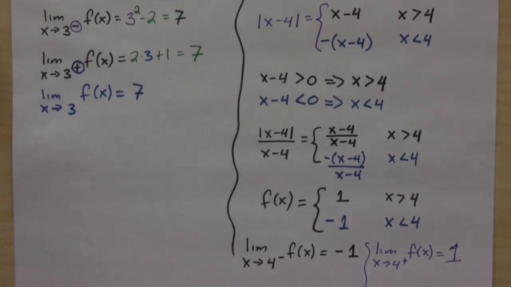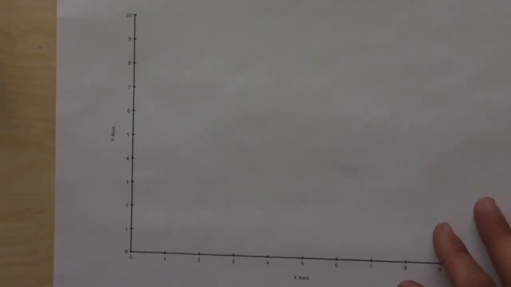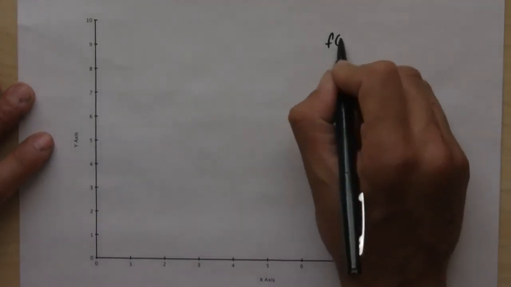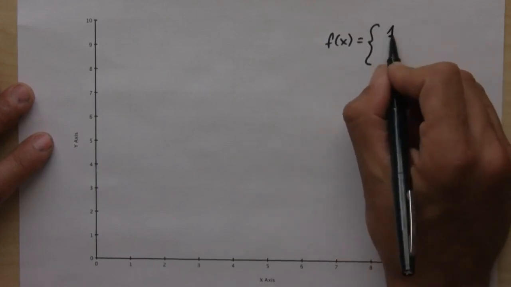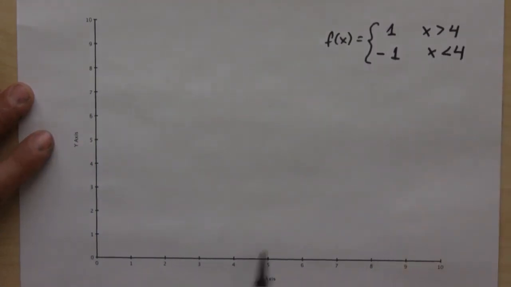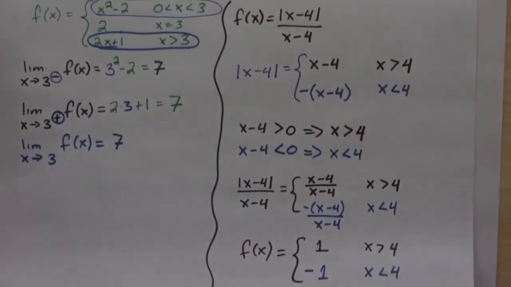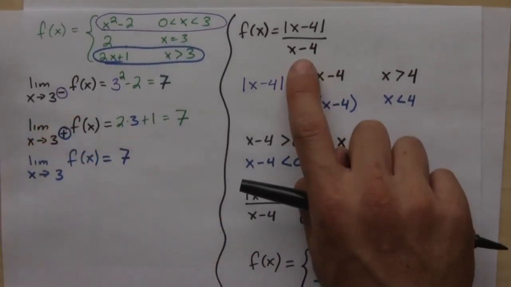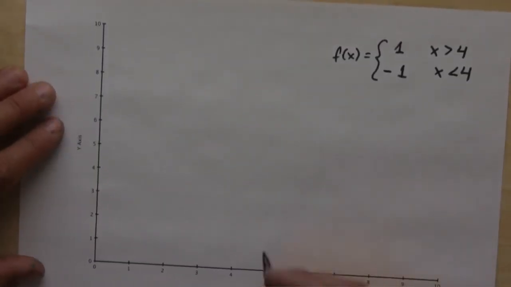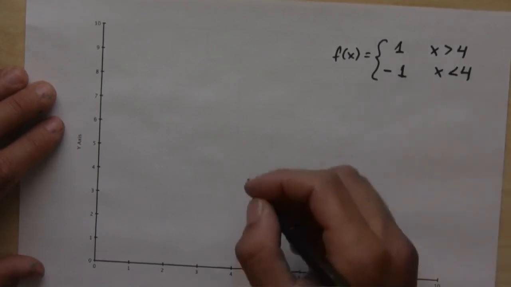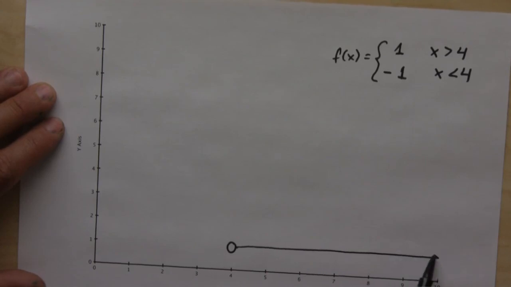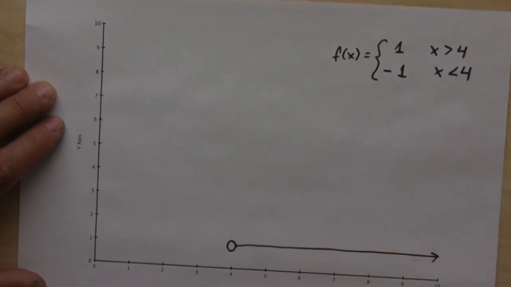Okay, now if we try to graph this, what this looks like: this function, as we said earlier, is 1 when x is greater than 4, and negative 1 when x is less than 4. Now notice that x can't equal 4 in this case, because 4 would make this function undefined. So that's why we don't have it equaling 4 in either of these. Okay, so when x is greater than 4, it equals 1. When x is less than 4, it equals negative 1, which is down here somewhere.